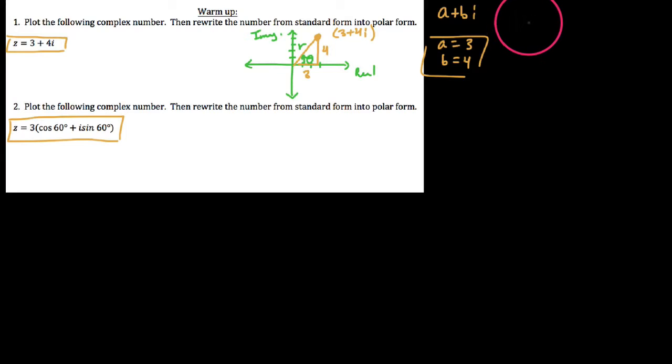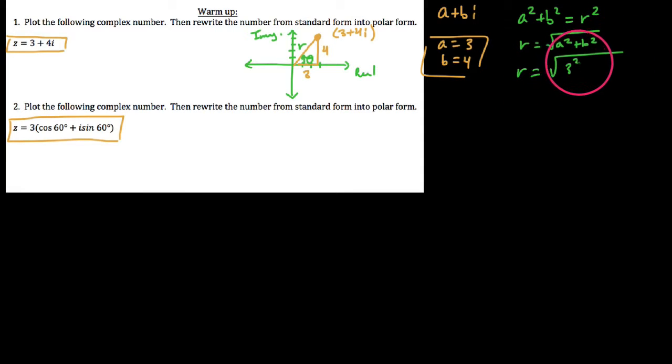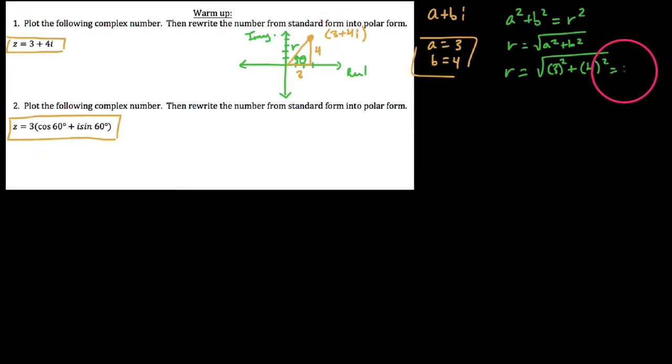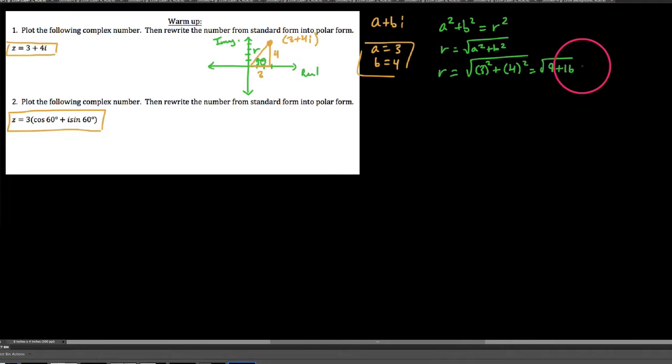If those are the things we want to find, let's use some relationships that we're already aware of. Starting with finding r, looking at this right triangle, it's as easy as using the Pythagorean theorem. With our complex number in rectangular form, a squared plus b squared is always going to be r squared. So r is always the square root of a squared plus b squared. Let's evaluate this: r is the square root of 3 squared plus 4 squared. This gives us 9 plus 16, which is the root of 25, and it comes out to be 5.